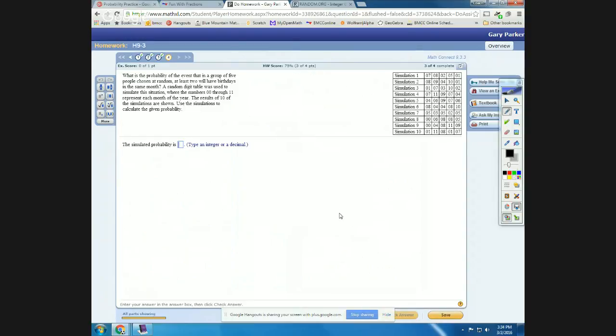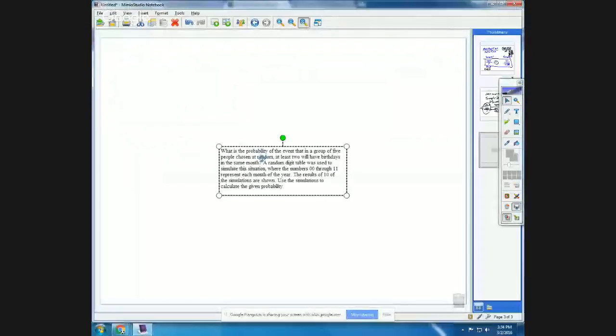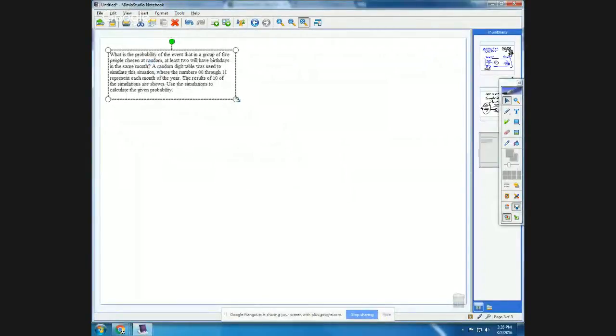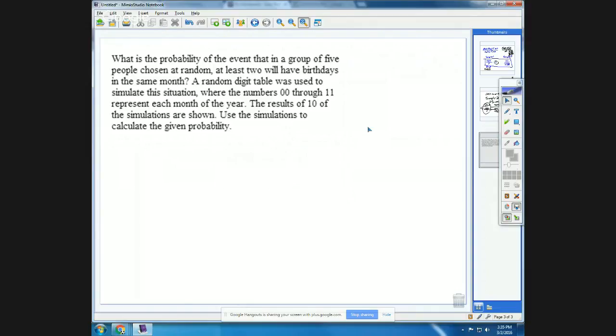All right, so this one is similar to the second one, I think. What's the probability of the event? I'm going to copy this and blow it up. So you can read: A group of 5 people chosen at random will have, at least 2 will have birthdays of the same month. As long as we have the same text. Let's see. Okay. What's the probability of the event? A group of 5 people chosen at random will have at least 2 will have birthdays in the same month.